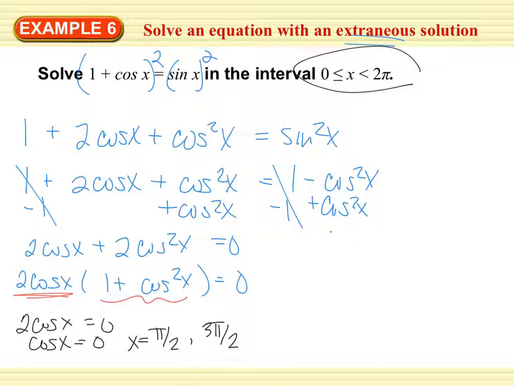Here, I took out a cosine x, but I forgot to actually take the whole thing out. So I'm going to erase that 2. Now I can actually solve for it. So I have 1 plus cosine x equals 0. Subtract 1 from both sides.